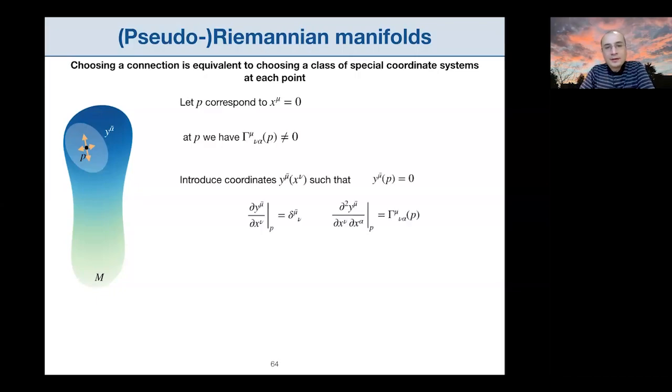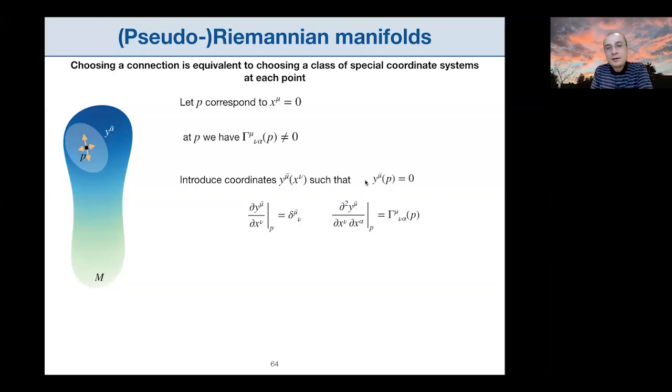We introduce new coordinates such that, again, the position of this point P corresponds to zero. This is just an arbitrary choice, but we can always make it. We assume that the first derivative of our new components with respect to the old ones is just delta, a unit matrix. So the Jacobian is the unit matrix at point P. However, the second derivatives are given precisely by the gamma coefficients. Note that these coefficients are symmetric with respect to lower indices, so we get indeed a symmetric matrix of second derivatives, as we should. And we take any coordinate system which has this type of Taylor expansion.